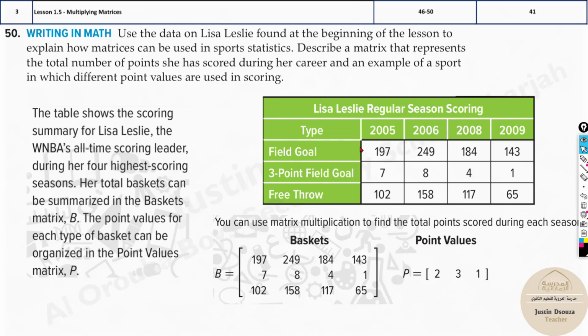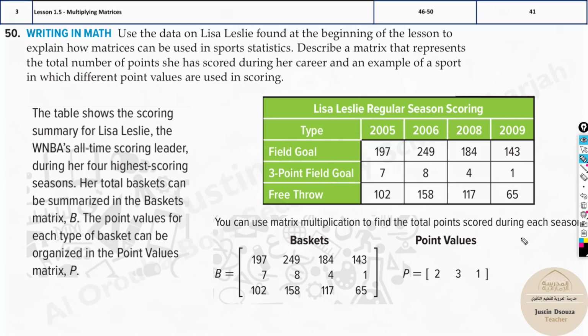And the points for each of this type: a field goal is 2 points, whereas a 3-point field goal is 3 points, and a free throw is 1 point. I use matrix multiplication to find the total points scored during each season. Now this can be easily done by matrix multiplication. You know what the points are, right? It's 2, 3, and 1. So this must be multiplied with 2, this with 3, and this with 1, and then you get the answers.